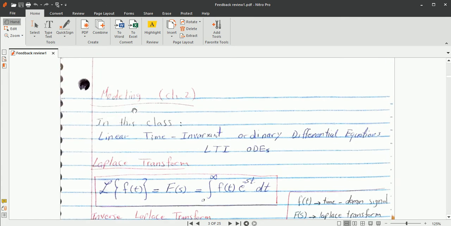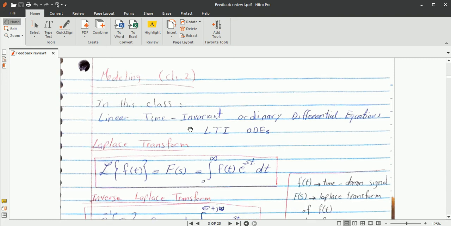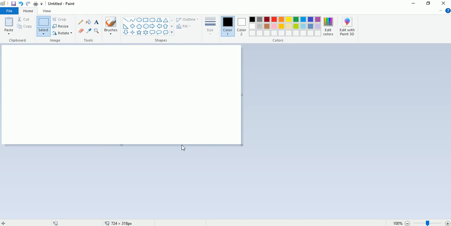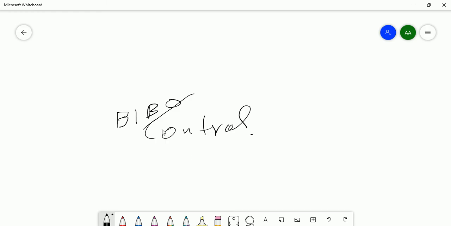Okay. Modeling. In this class, we deal with linear time invariant systems. There are basically two types of systems, linear and non-linear. Linear means, the basic definition of linearity, I would say, let's use this quote.